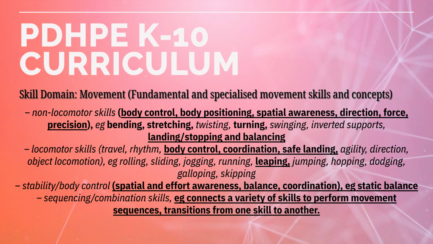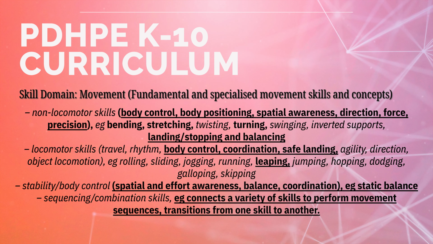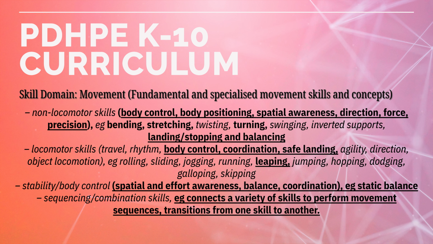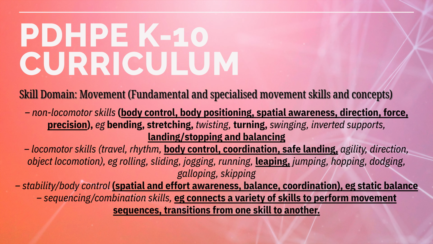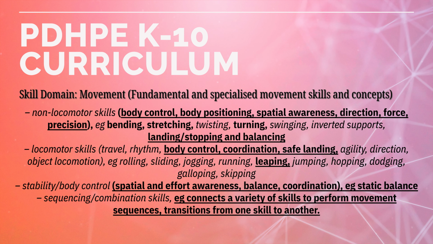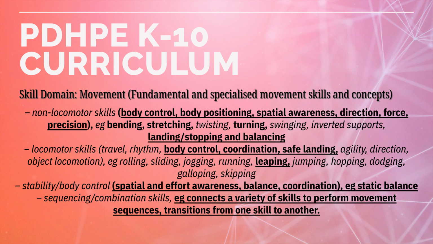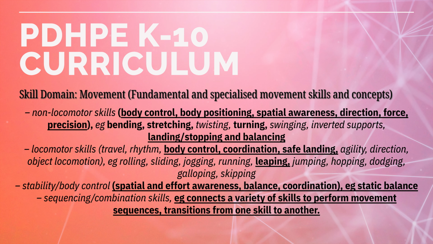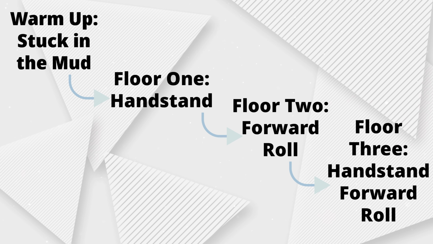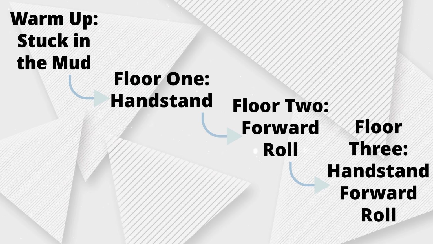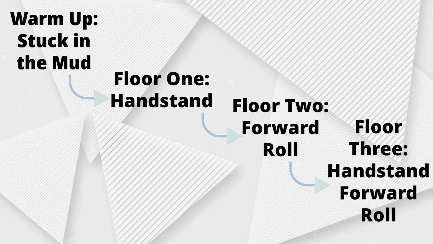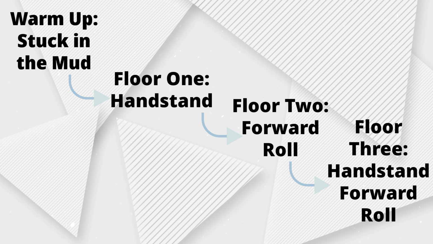And finally, we're able to combine and connect a variety of skills, which teaches students to transition from one skill to another, from the forward roll, the handstand, and then finally connecting them into the handstand forward roll. Finally, we have an overview of the lesson, which will start with an activity and then move from each skill to finally perform a handstand forward roll.